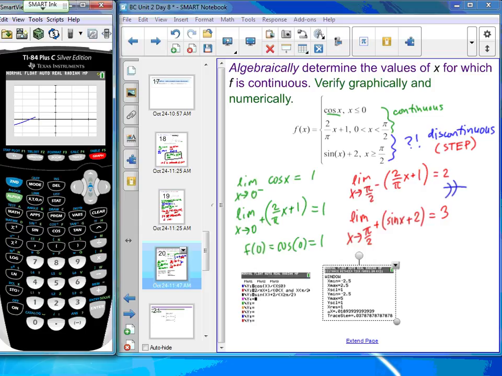Here comes my left function. Here comes my middle function. Here comes my last function. Is Riley correct? Yeah, Riley is correct. We have a step discontinuity at x equals pi over 2.